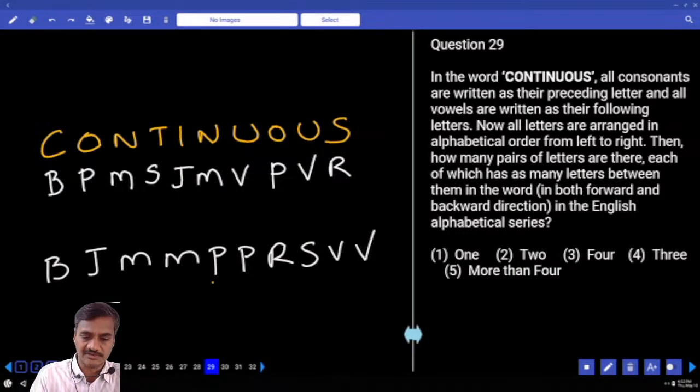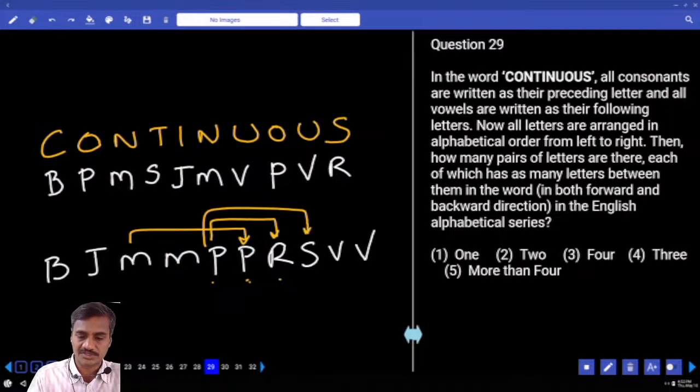B, C, D, E, F, G, H, I, J, K. J, K, L, M, N, O, P, Q, R. M, N, O, P. M to P there is one pair. M, N, O, P, Q, R, S, T. And P, Q, R. P and R. P, Q, R, S. P to S. And P, Q, R, S, T, U. R and S there is one more. R, S, T, U. And next one S, T, U. That's it. Left to right there are four pairs.